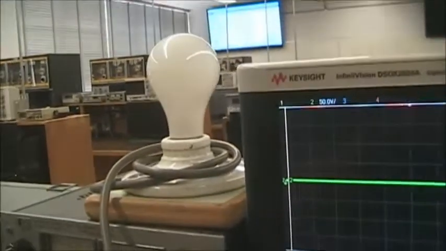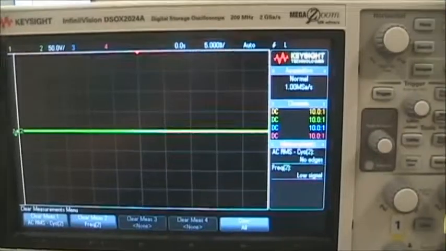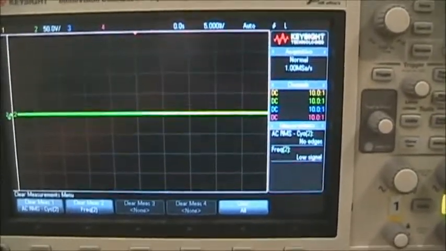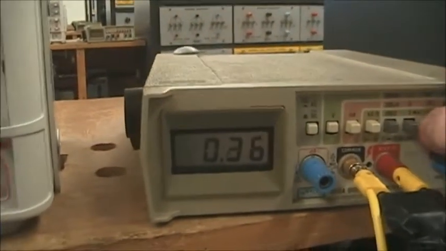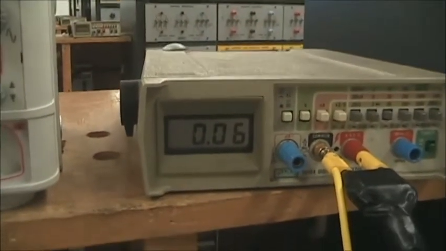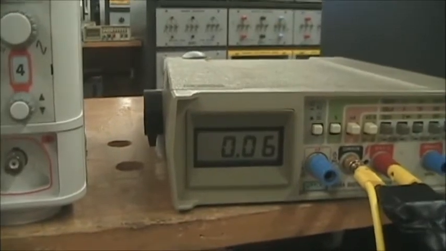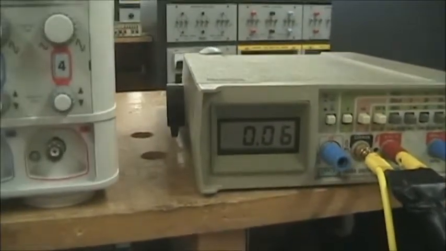Okay, so we start with the lamp off. Green, there's no signal to the lamp, or 0 volts, and that's what's represented over here on the meter. This meter is reading 1/10 of the RMS voltage.